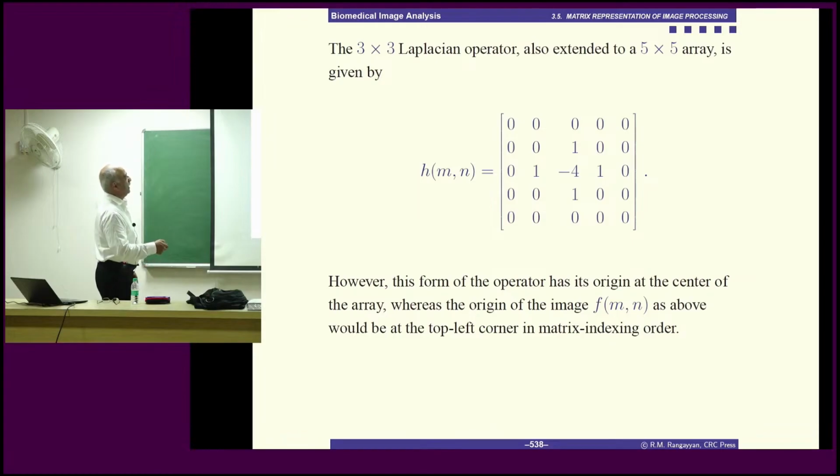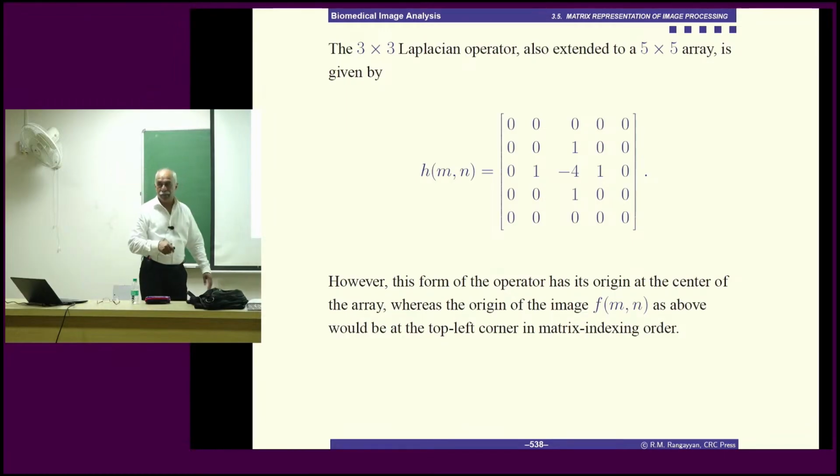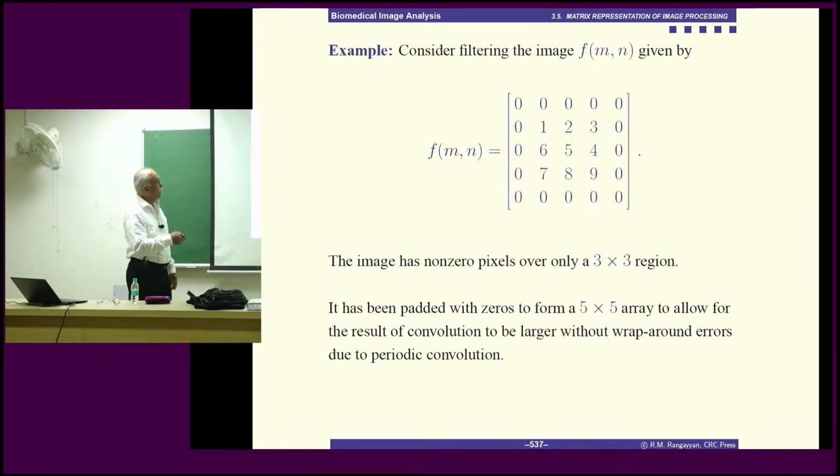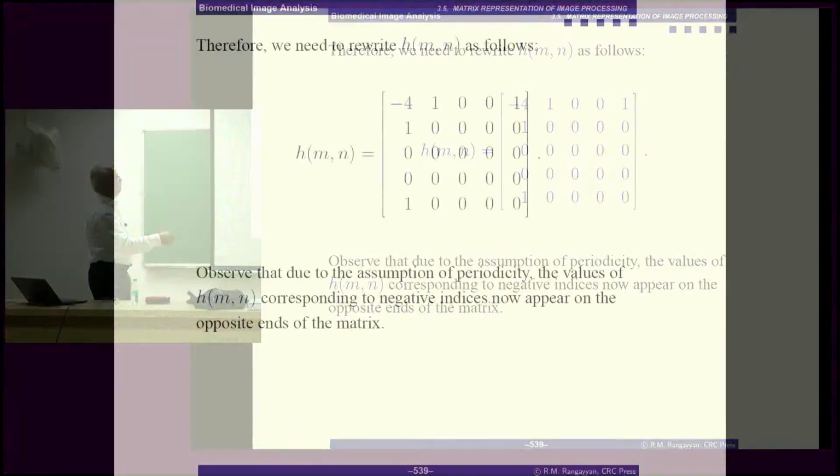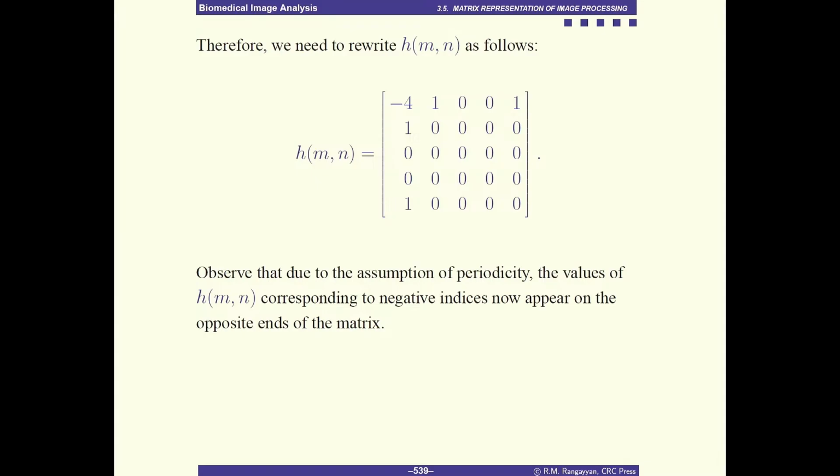And let us take the Laplacian. 1, minus 4, 1 all the way around. We saw the Laplacian earlier, right? So pad that with zeros to make it 5 by 5. So everything is 5 by 5. Now the origin of this is in the middle. The origin of a matrix typically is taken to be that. So we have to rearrange this and put the origin there. So we get this matrix, minus 4, 1, 1, but what was above comes here, what was here goes there. Okay? So h(m,n) needs to be rearranged this way.